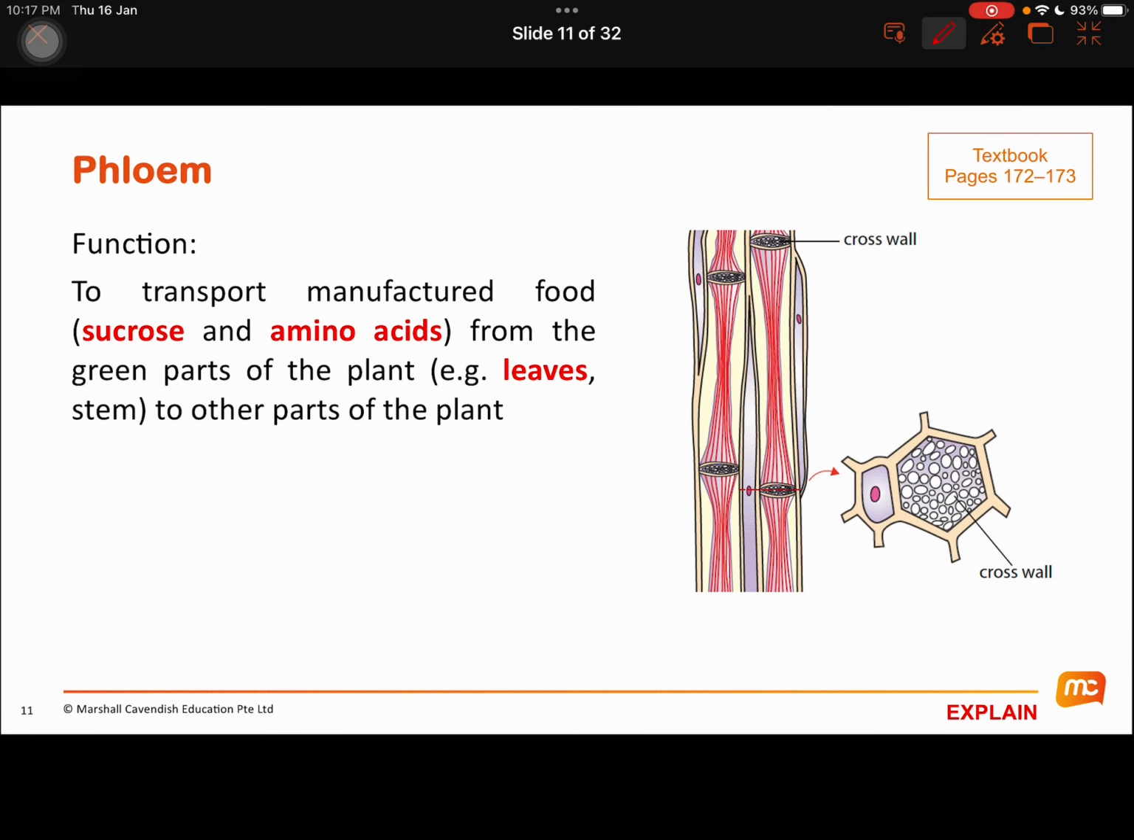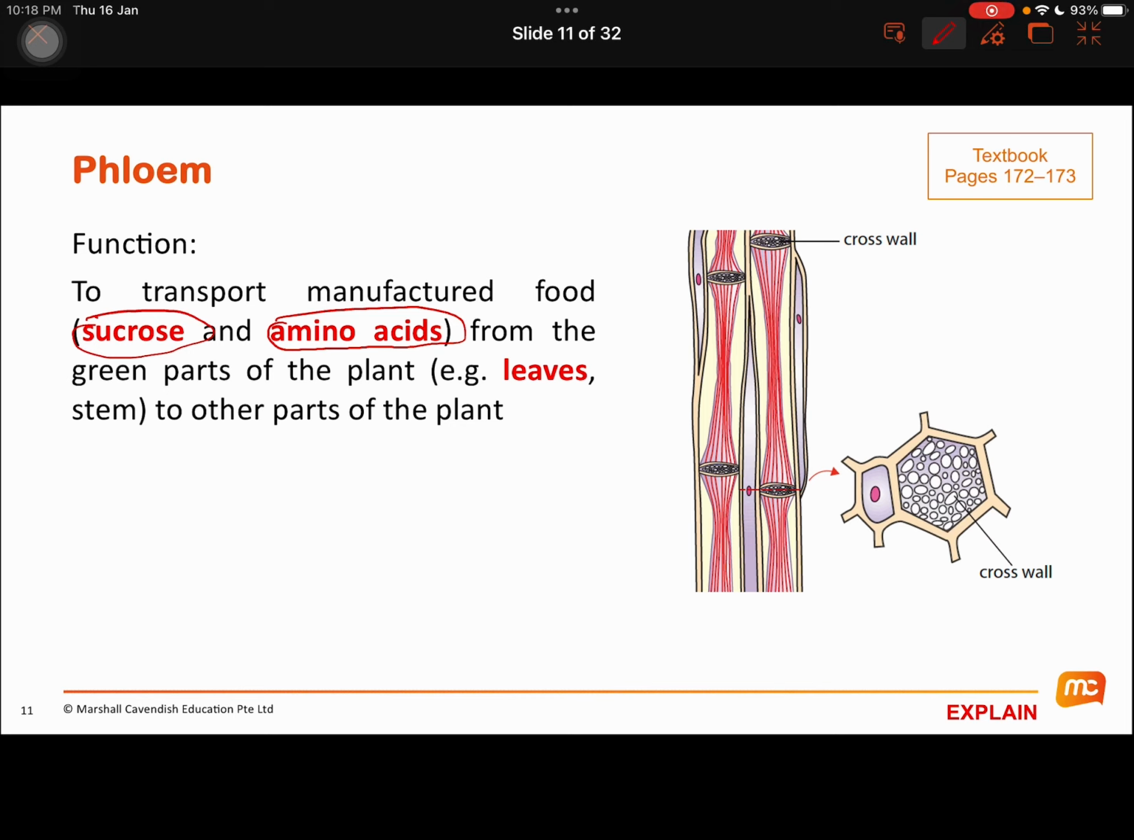Next, let's talk about phloem. Phloem is a bit more complicated, so let's take it through one step at a time to understand it fully. So over here you can see, phloem transports manufactured food. I already told you that you need to know the two different substances of food that it transports from the leaves to the rest of the plant.